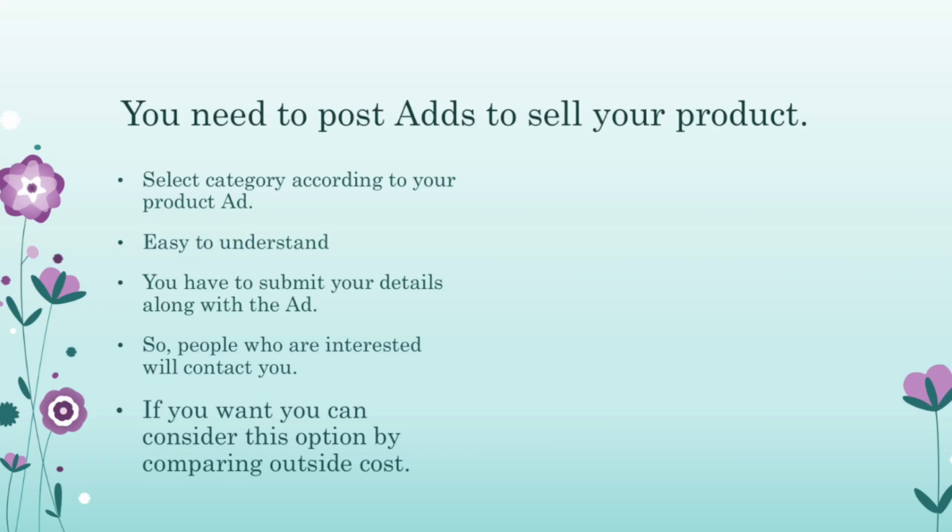And if you want, you can also consider this option by comparing outside cost. Suppose you are willing to buy some vehicle or anything, you can compare the cost on the Softmart website as well as the outside cost on other websites, and then only consider which is available at a lower price and which has good quality and everything. You can check some details and then proceed. So this is all about the Softmart website.